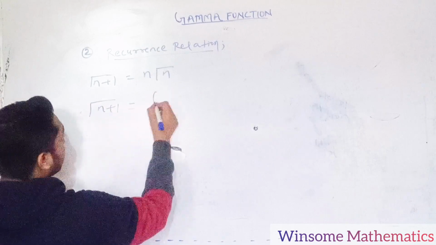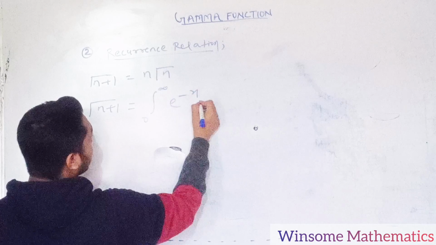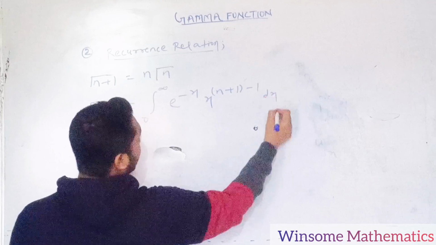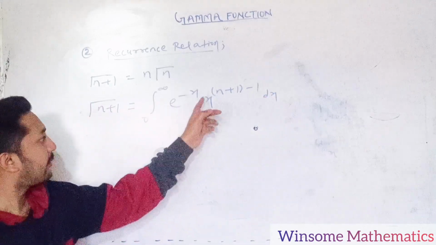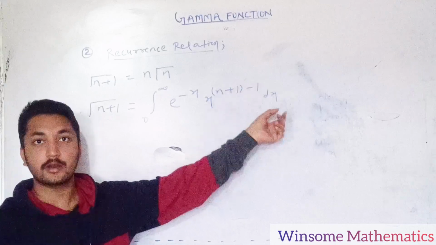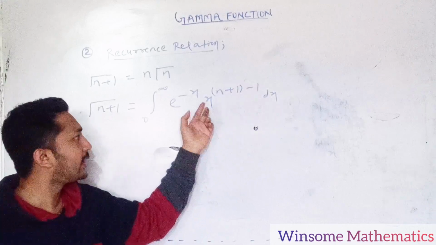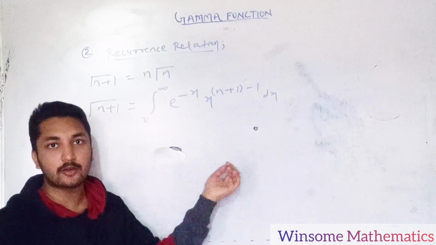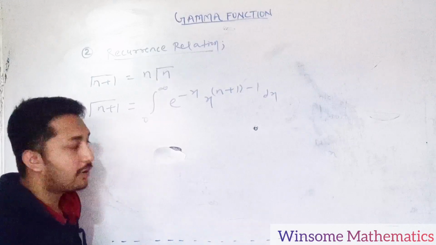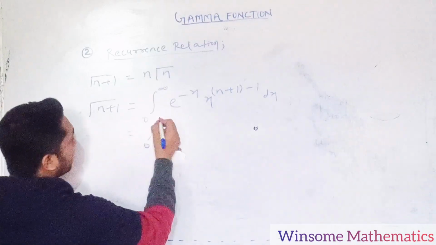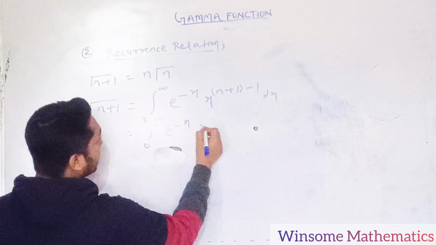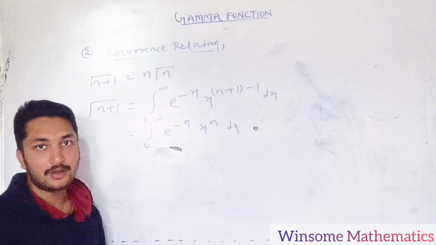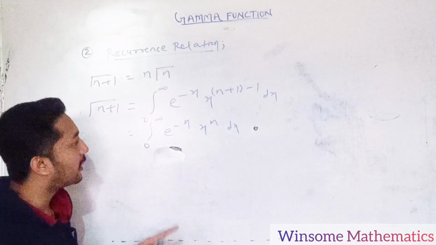Gamma n plus 1 is equal to integral 0 to infinity e to the power minus x, x to the power n plus 1 minus 1 dx. Any problem? Gamma n is x to the power n minus 1, so gamma n plus 1 is x to the power n plus 1 minus 1. You can also change the variable of the integration, no problem, you can take p. But we are familiar with x, so we are taking it as usual. Now what is it? Integral 0 to infinity e to the power minus x, x to the power n dx, because plus 1 minus 1 got cancelled, both are inverse of each other.